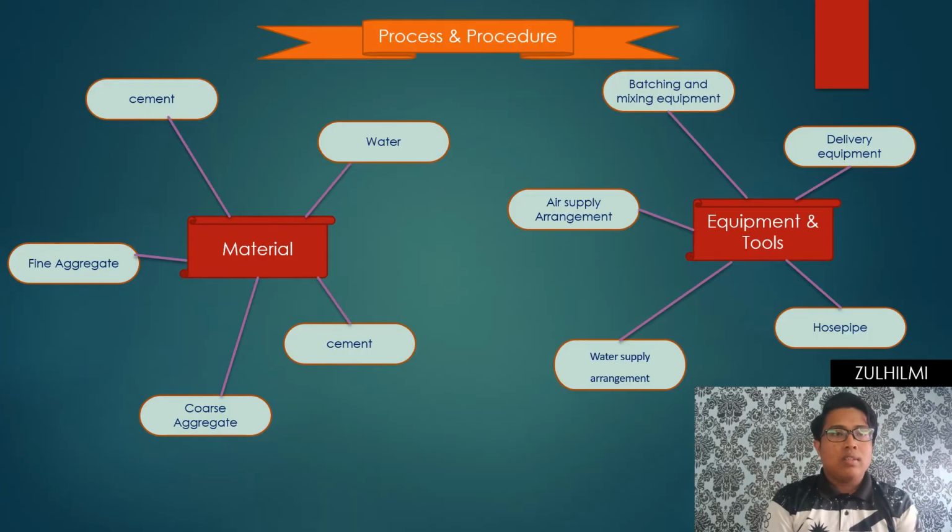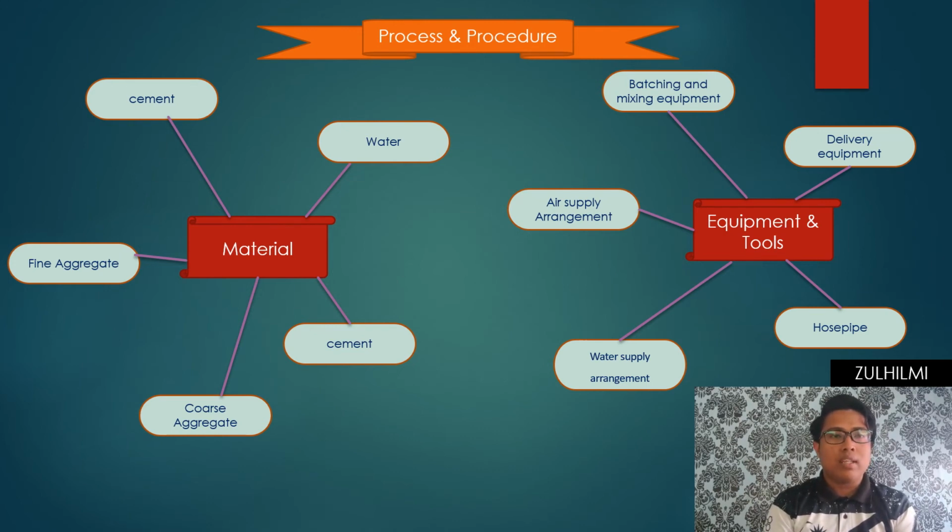Okay, now I will talk about the material, process and procedure. The materials to make shotcrete are cement, such as Portland slag cement or Portland pozzolana cement. Second, fine aggregate. Third, coarse aggregate, 10 millimeter size. Water, at a water-cement ratio of 0.4 to 0.5. And lastly, reinforcement, such as reinforcing bar or welded wire fabric.